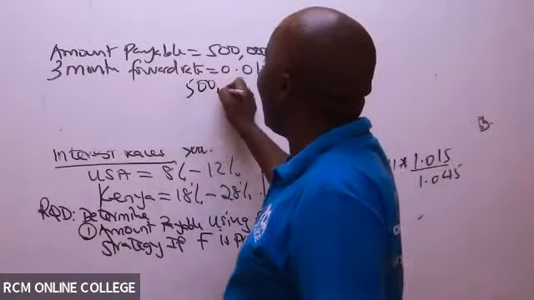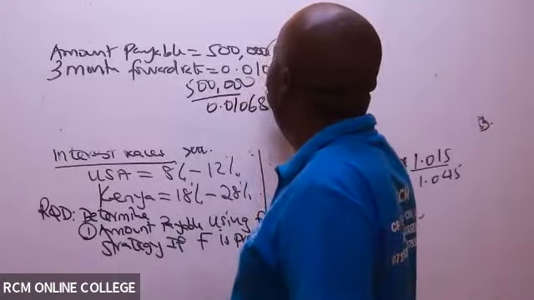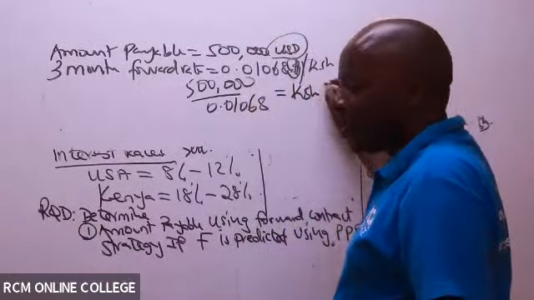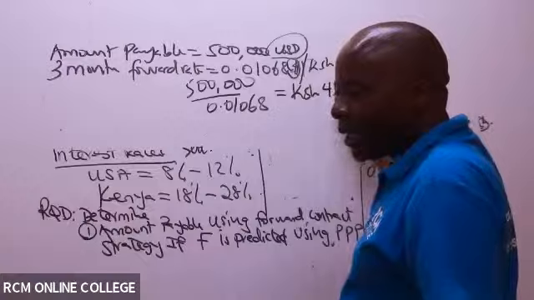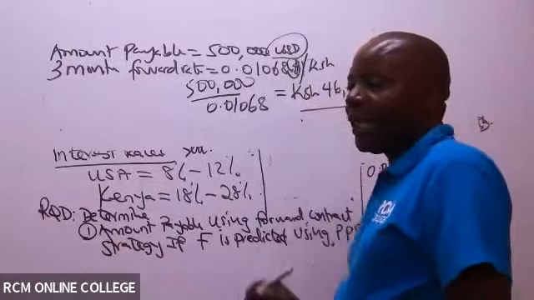And this will be 500,000 divided by 0.01068, which will end up being equal to Kenya shillings 46,816,479. Thank you so much, Keziah and Lorna.